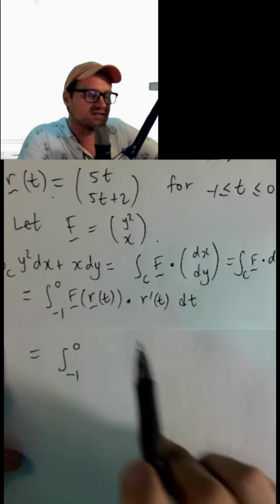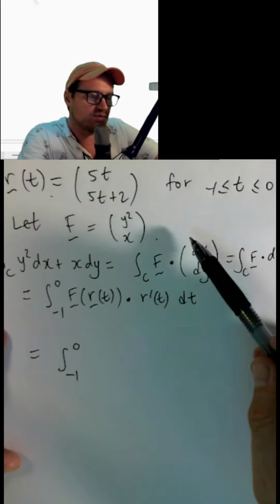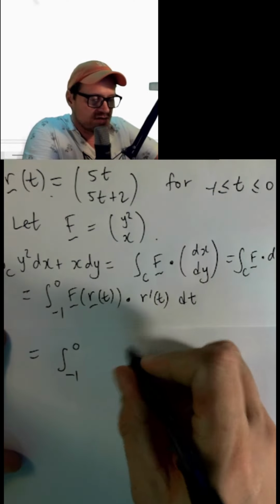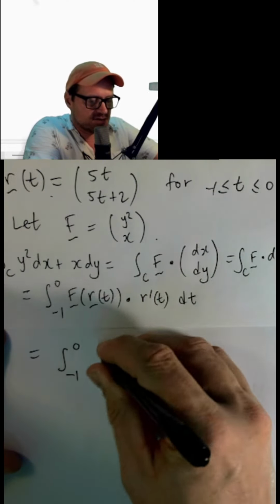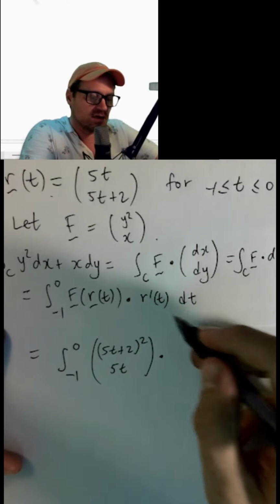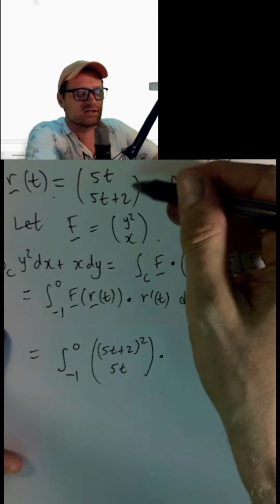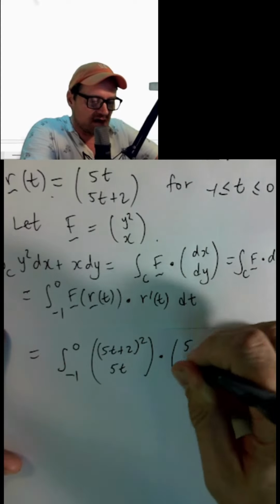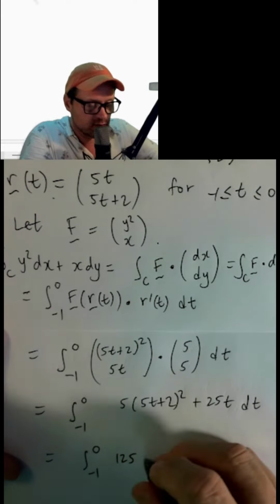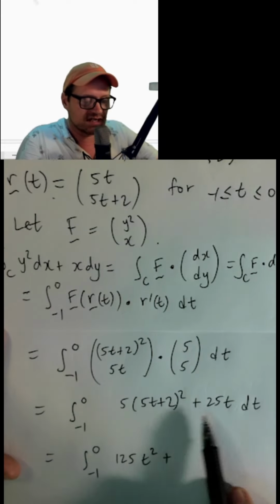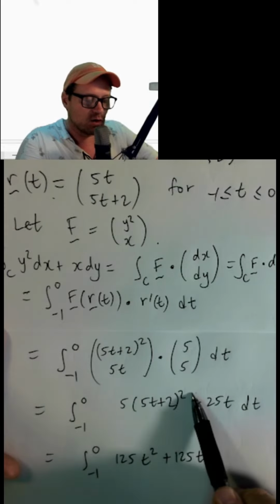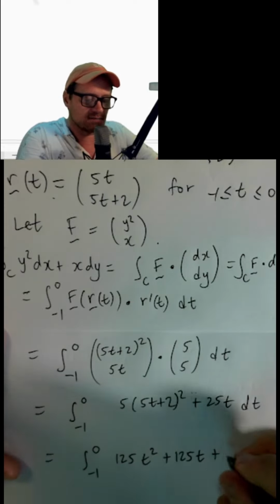Now F of r of t, what we do is we take F and put in our parameterization for the x component and the y component. So that is (5t + 2) squared, and then 5t, and then we dot this with r dash. So r dash here, just differentiating r with respect to t, we have (5, 5). Now taking this dot product, we have 125t squared, so 100t plus 25t is 125t, and now we have 4 times 5 is 20, dt.